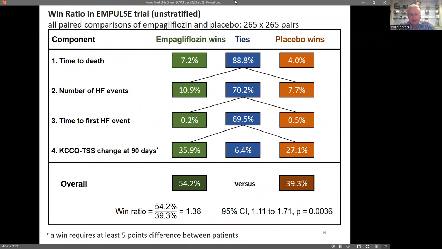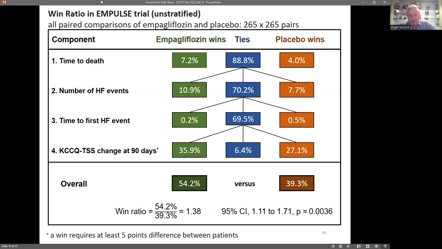And then we look at time to death, and we can see green for empagliflozin and orangey red for placebo wins, and you can see there were more wins on EMPA than on placebo. The follow-up time was only 90 days, even though the patients were really quite sick with acute heart failure. Obviously, there were not huge numbers of deaths, so the vast majority of patients were tied, 88.8% for the death analysis. So you move next to the number of heart failure events, and you can see that over 90 days there tended to be more winners on EMPA. EMPA patients tended to have fewer heart failure events, 10.9% versus 7.7%, heading in the same direction. And you're beginning to reduce the number of ties down to 70%.